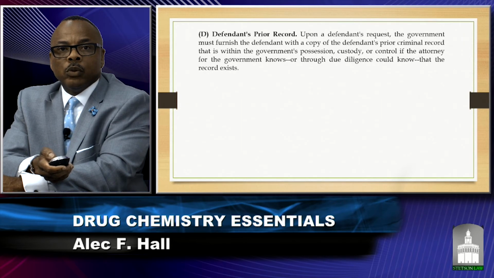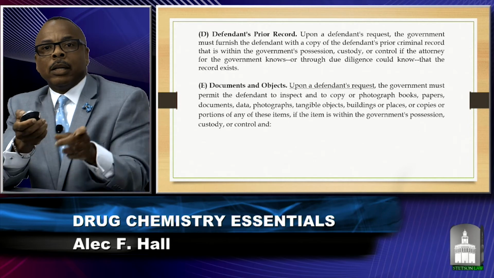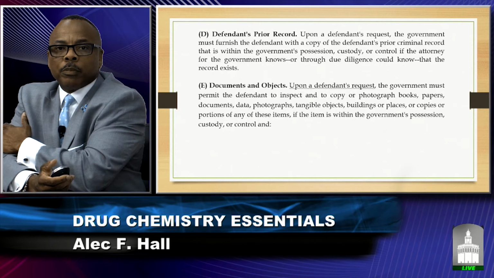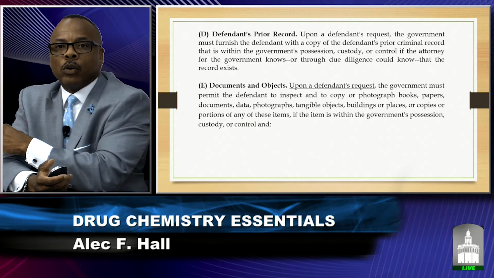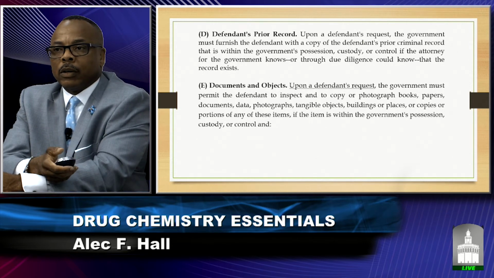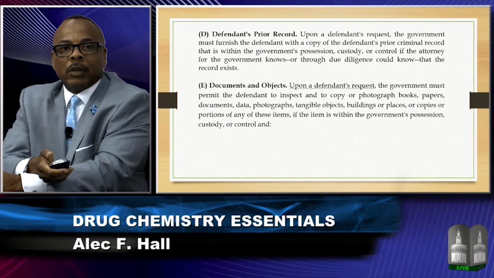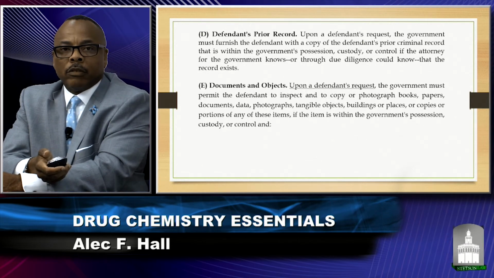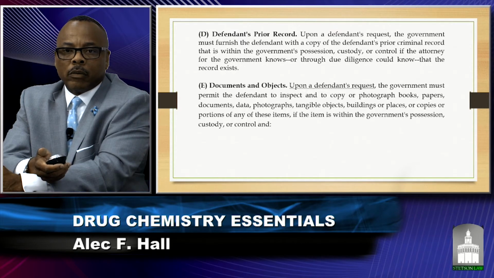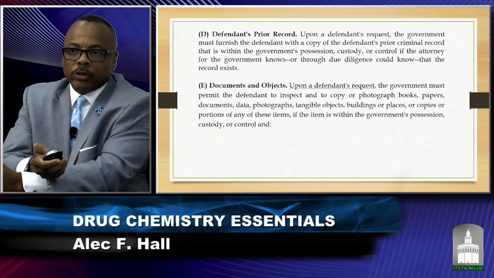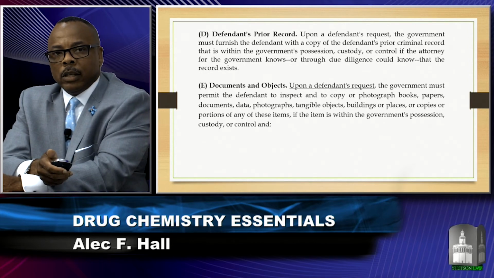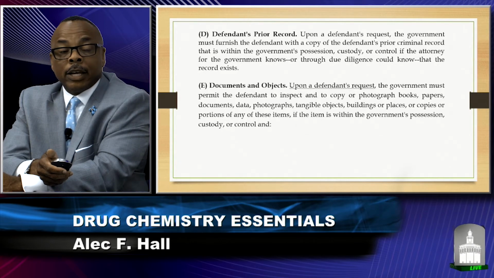So when you go to Rule 16, the one I'm focusing on, look at Rule 16(a)(1)(E). Upon a defendant's request, the government must permit the defendant to inspect and to copy or photograph books and papers, documents, data, photographs, tangible objects, buildings, et cetera, et cetera. So these are a lot of things that Dr. Rodriguez-Cruz was speaking of. So in the discovery, when it's a drug case, keep in mind that when a defendant has been arrested in the streets or whatever the case may be, and there's drugs involved, the arresting officer or agency, they're going to test a drug in the field.